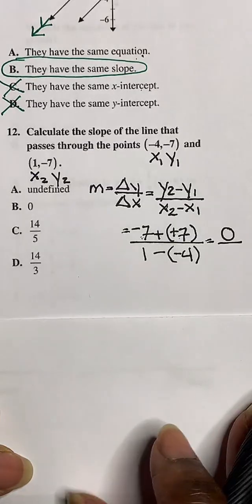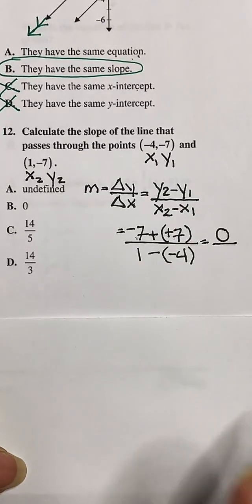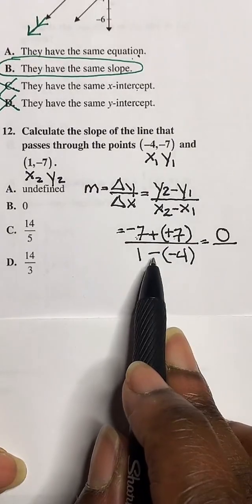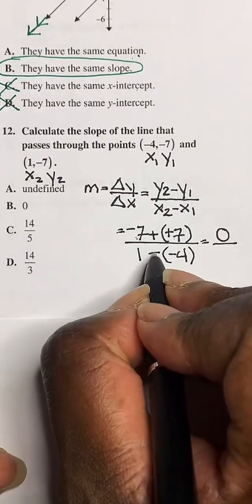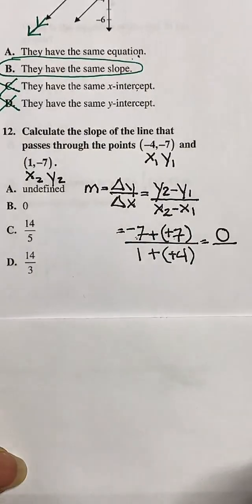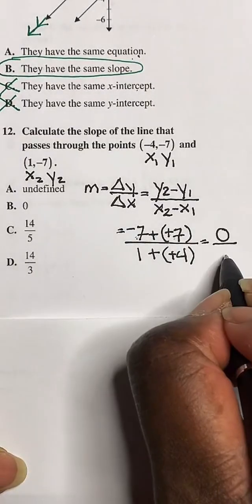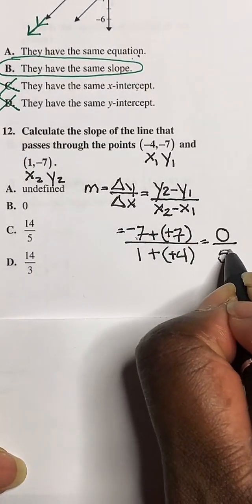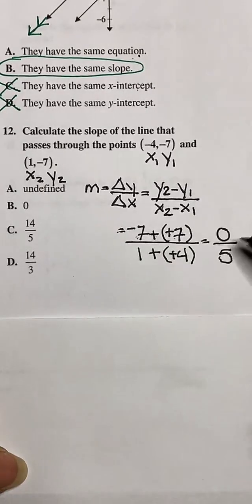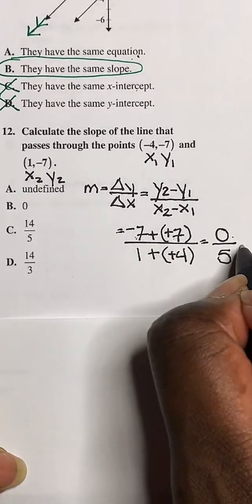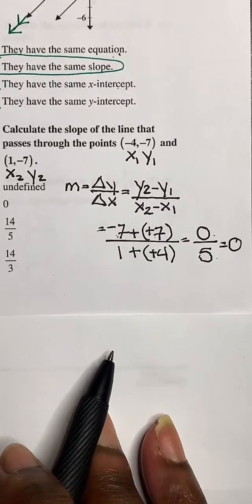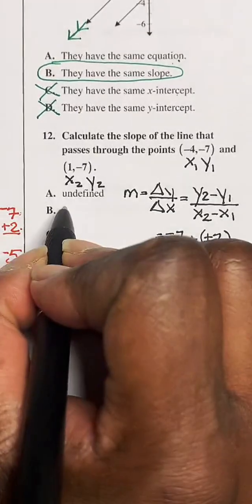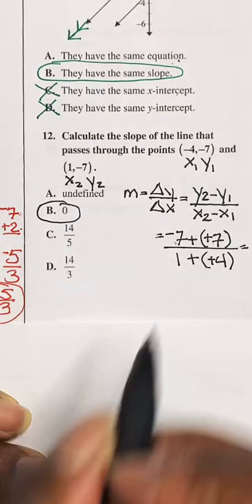But let me continue on, especially for those that couldn't remember. So again, when I have 1 minus a negative 4, when I minus a negative, it turns positive. So 1 plus 4, that gives me 5. So when I have 0 over 5, that simply gives me 0. So my answer for this is B.